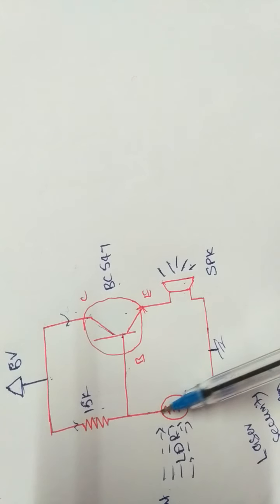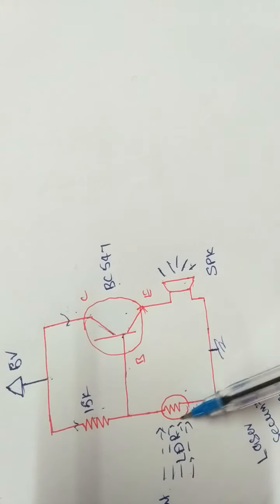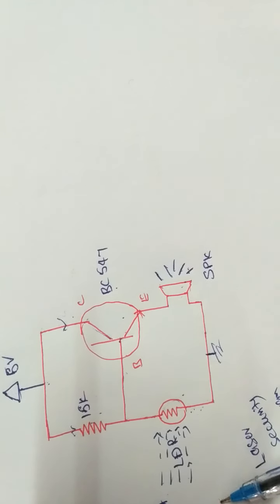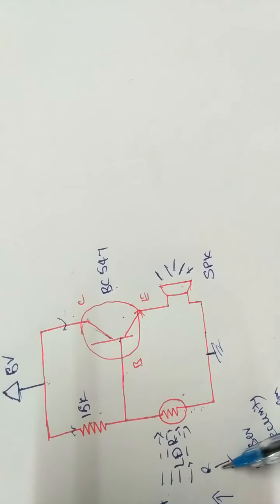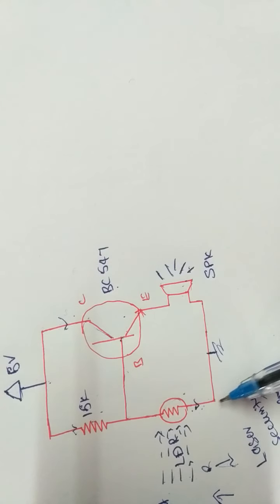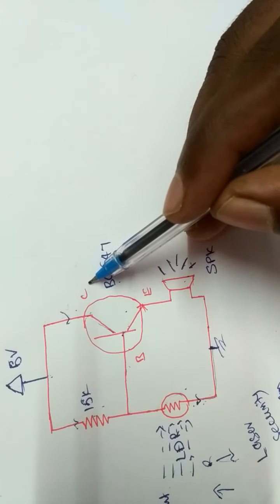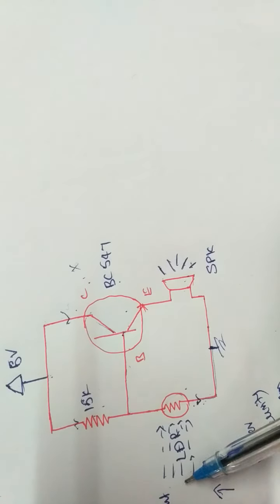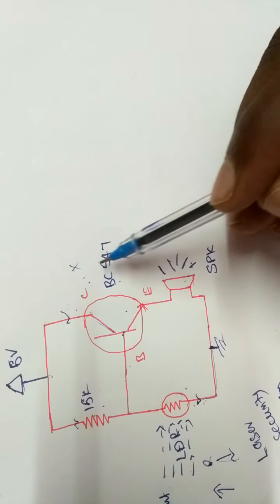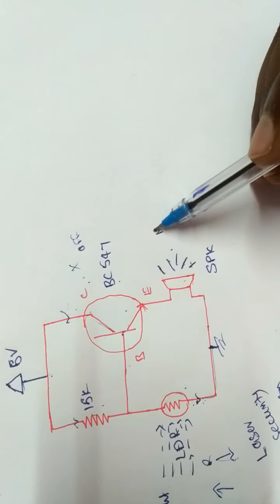When will that current flow? When light falls on the LDR. Whenever light is high, resistance is low. Because the resistance is low, current will flow in this direction to the ground. So here the transistor will not turn on. Whenever the light is there, the transistor is in the off condition, so there is no sound.